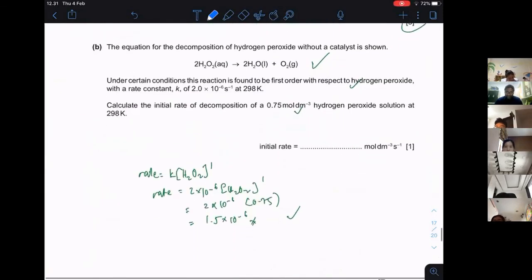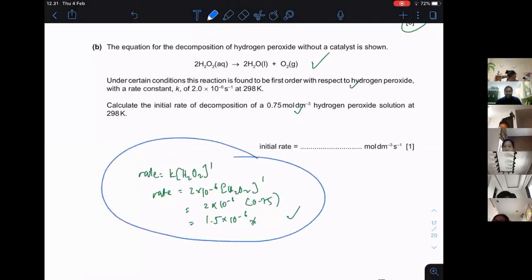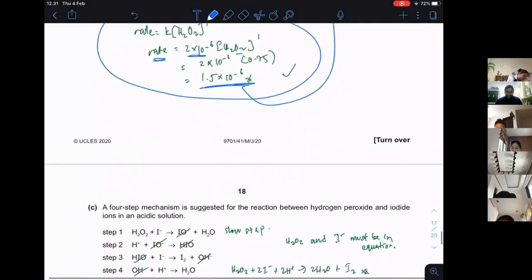This one, finding the rate equation. If you have the rate, they say the rate constant is there, and the initial rate they want to calculate, so you found out that this is going to be first order, so just put in the K and you can calculate this. This one no problem. I'll just show you this one.